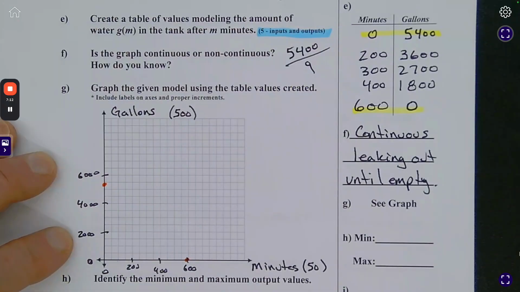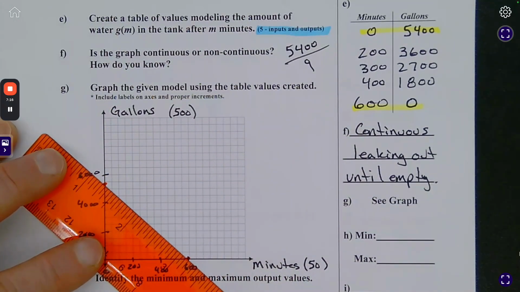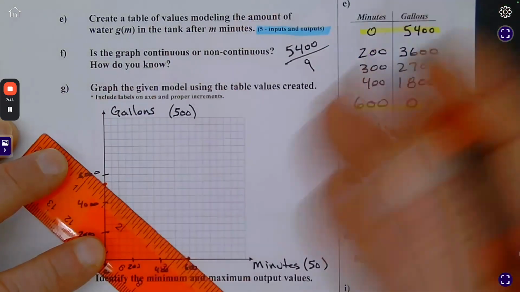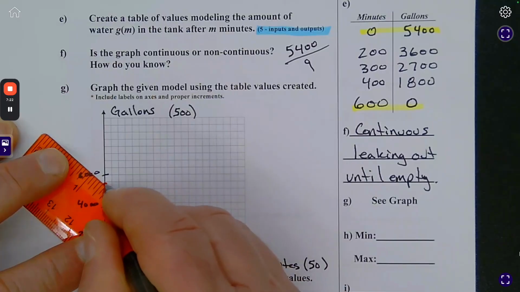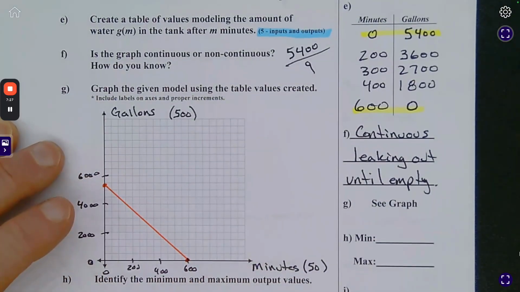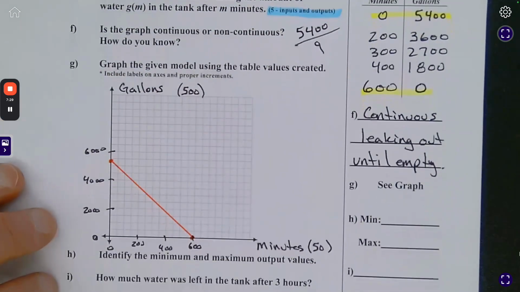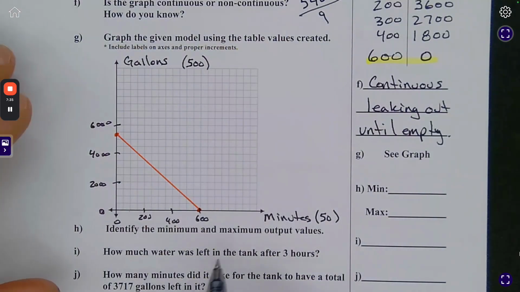Now we know this is continuous. So this graph is going to be continuously leaking water, not just in bucketfuls, but it's going to have a continuous leak. And so every time increment is valid. So I'm going to make that a continuous graph. Notice I do not go past my minimum and maximum values because it wouldn't make sense.